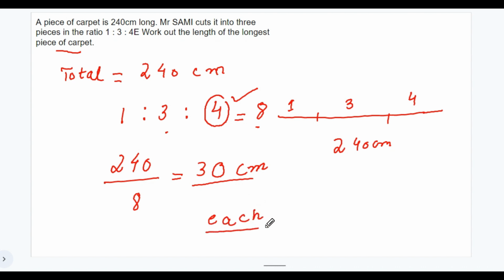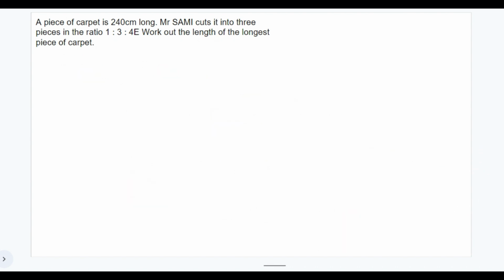Now when you have found the answer of each, you can find anything from here. So what we need to do now is find the longest piece of carpet, which has ratio equal to 4. So multiply 30 by 4, and 120 centimeter is the length of the longest piece of carpet. Understand? I hope you understood it now. There is one more question of this type for you.